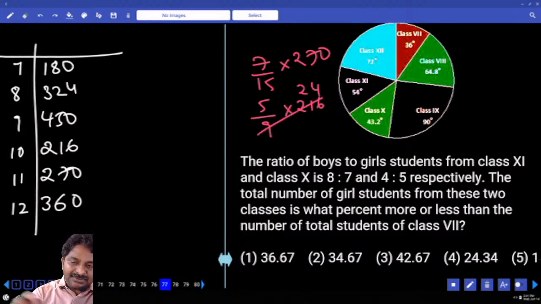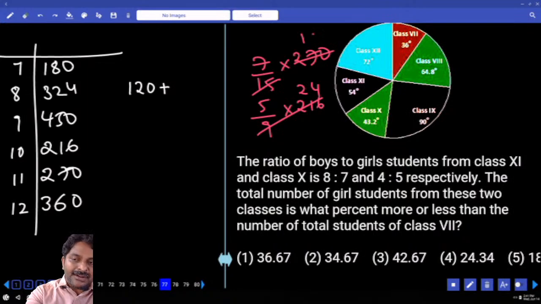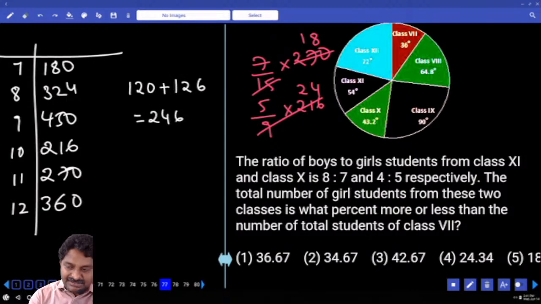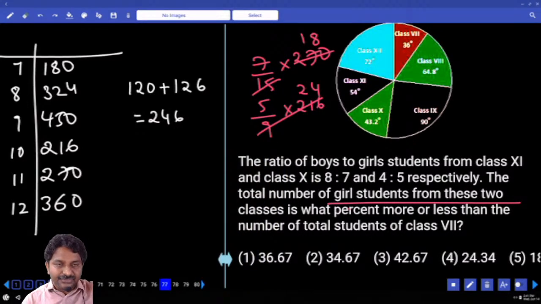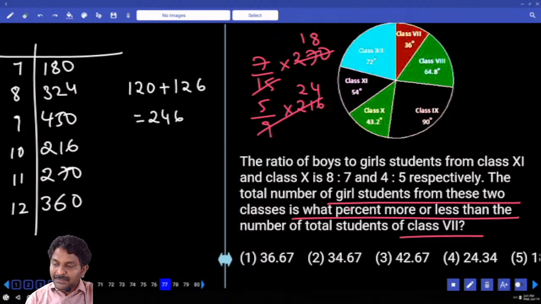Already we calculated, this was 24 times, which is 120. And then 15 once, 120, 8 times, 7 18 times, 7 10 times plus 8 times, 70 plus 56, 126, which is equal to 246. And now the question is, number of girl students from these two classes, which is 246, is what percent more or less than students from 7th class? With respect to 7th class students, 246, is it more or less?